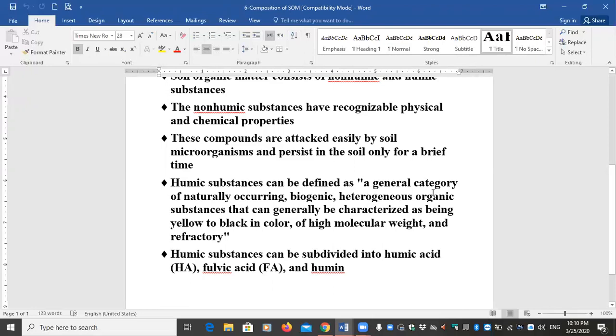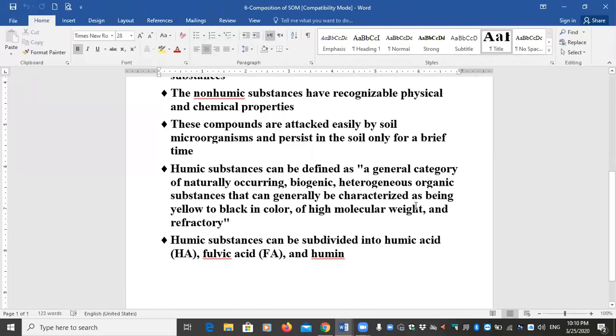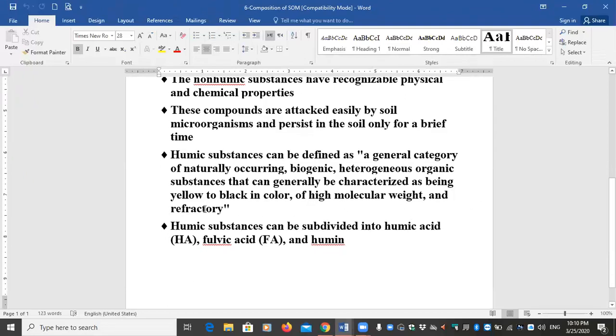So it's heterogeneous material that can generally be characterized as being yellow to black in color. So yellowish, brownish, all the way it can be almost black in color, of high molecular weight. So they are complexes or huge molecules, if you want to call them, with very high molecular weight. Your textbook shows you the structure. Don't memorize the structure, of course, but look at it and see how complex it is. And refractory, they stay for a long time. Some of the humus can stay in the soil for hundreds of years.